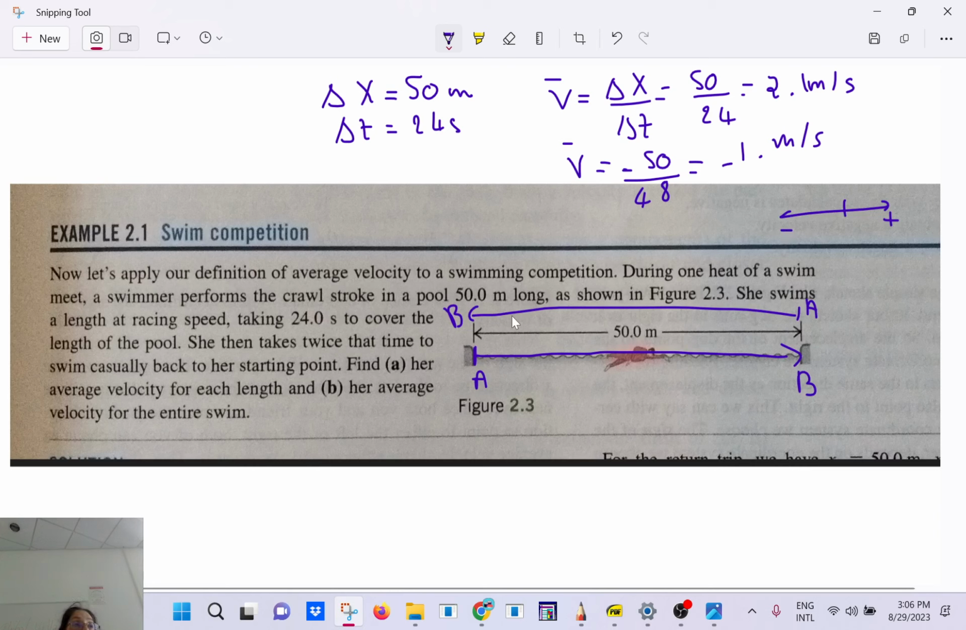Okay, tricky question. What's going to be the average velocity for the entire swim? Yeah, zero. Because you go back to the same place. So displacement is zero. And velocity only depends on the displacement. So it's going to be zero. Is that clear? The average speed, that will be the total distance. So that's going to be 50 plus 50 divided by the total time, which is 24 plus 48. That will be your average speed. But the average velocity, weirdly, it's going to be zero.